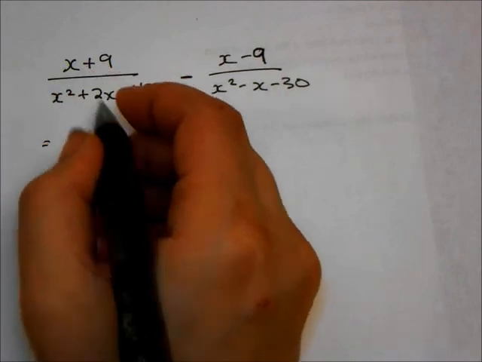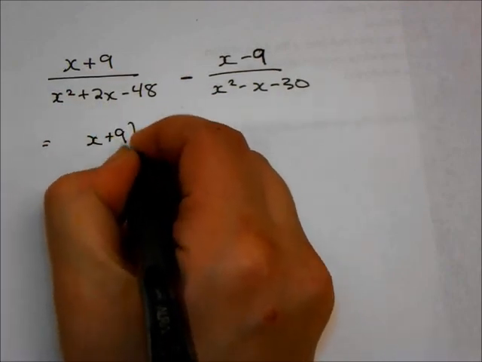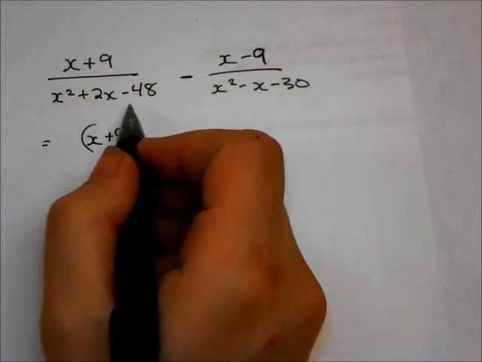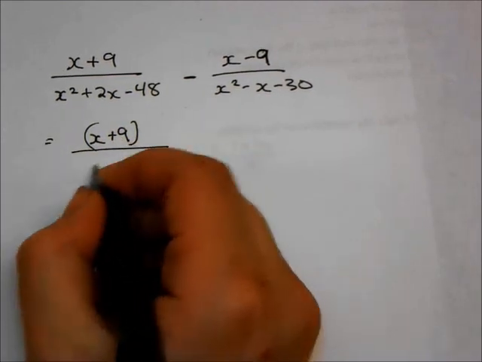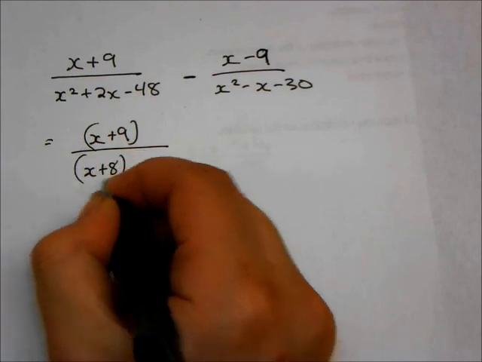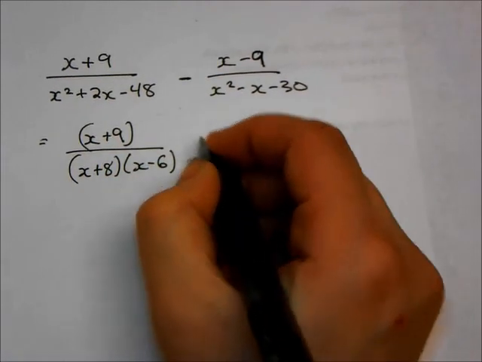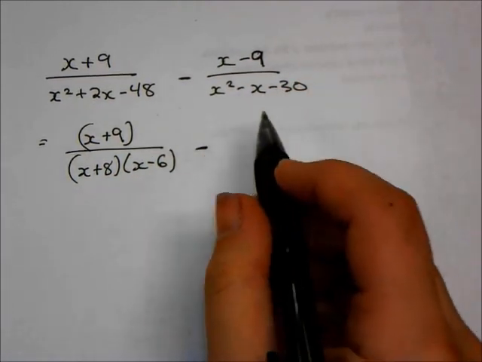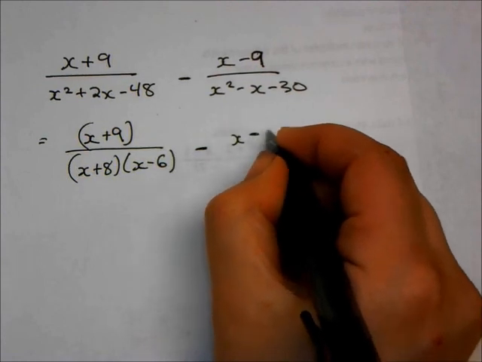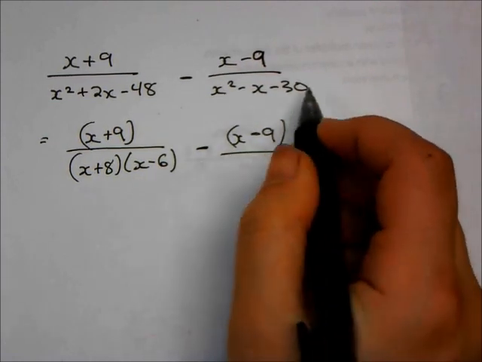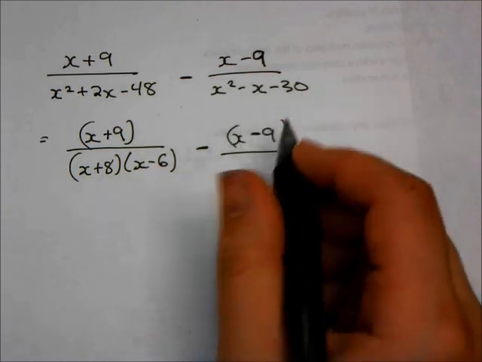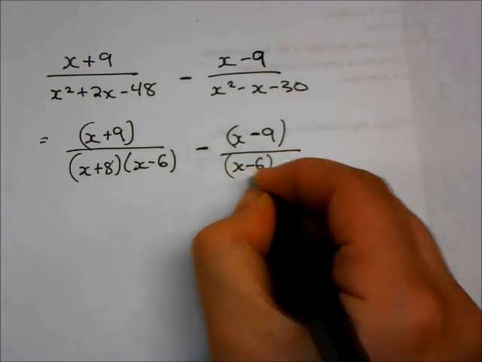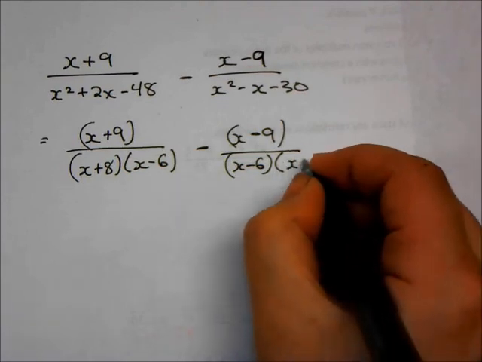Can we factor anything out of the top? Nope. How about the bottom? Well, we need two numbers that multiply to negative 48 and add to positive 2. That would be x plus 8 and x minus 6. For the second part, can't factor anything out of the top. For the bottom, we need two numbers that multiply to negative 30 and add to negative 1. x minus 6 and x plus 5.